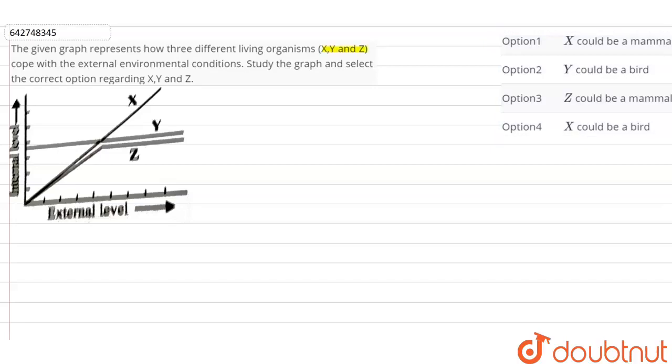In this question, they have given us a graph which represents three different living organisms, X, Y, and Z, and how they are coping with their external environmental conditions. Now we have to observe this graph and select the correct option regarding these three organisms.